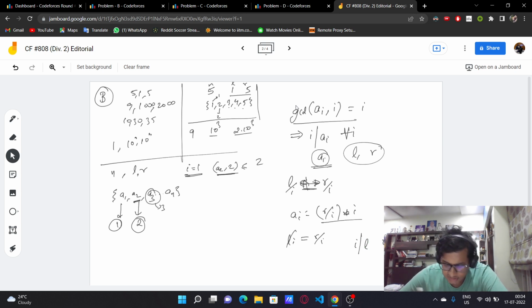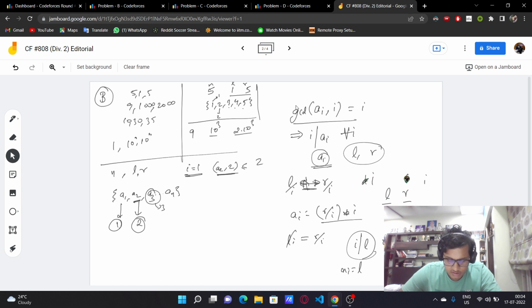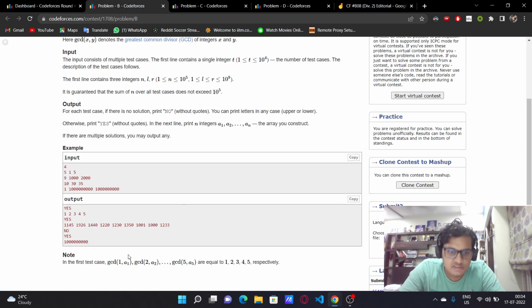So say I divides L, then we can directly take AI as L. If I doesn't divide L, that implies that L and R both are in between two multiples of I, ki and (k+1)I, and so any number between them won't be divisible by I. In this case we'll output -1 or no, however they want it. So yeah, we have to output no. So here we can see, and that's how it will happen.